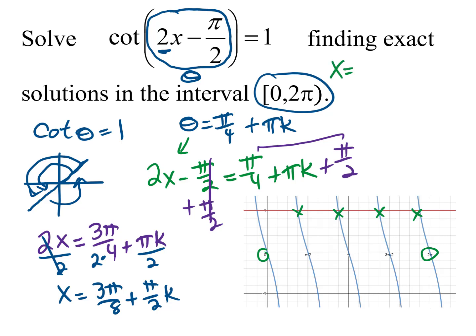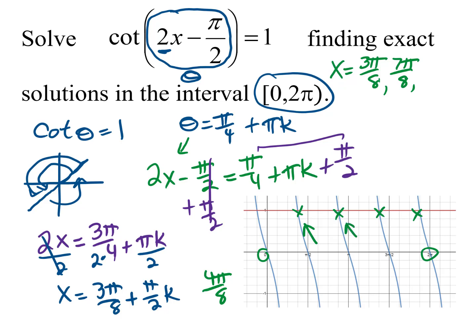I have x equals, the first one would be when k was 0, so it would be 3 pi eighths, and that was this one. Then we're going to add pi halves to get the next solution. Well, pi halves in terms of eighths is 4 pi eighths. So I'm going to add that to the 3 pi eighths and get the second solution, which is 7 pi eighths. Then to that I'm going to add another 4 pi eighths.